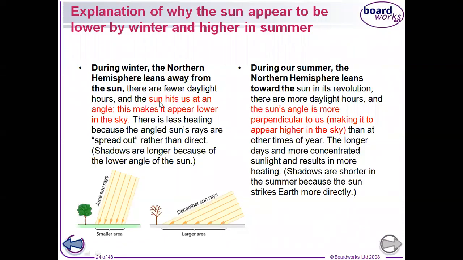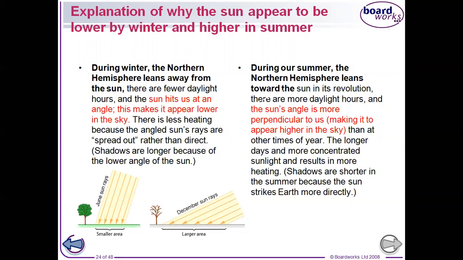All right. Now, because it leans away from the sun, there are fewer daylight hours. The sun hits at an angle that is not 90 degrees; it strikes at an angle. This makes it appear lower in the sky.